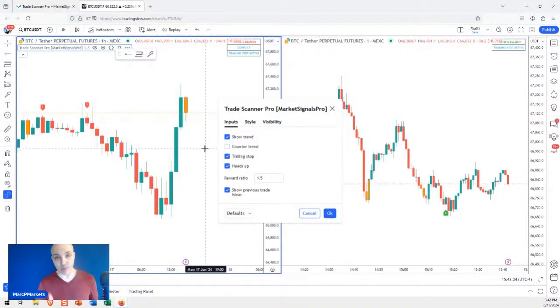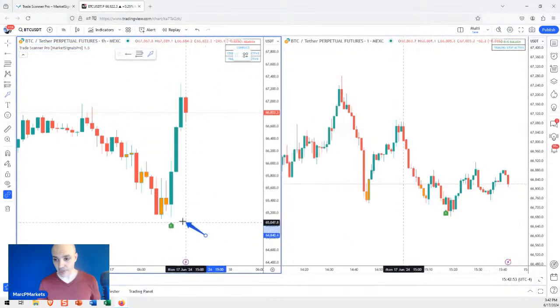The point of the trailing stop is to help you ride winners longer. That's how you turn a 1,500 point profit into a 3,400 point profit, or at least something close to that. Definitely more than 1,500 points. And also it reduces your risk. Counter trend puts counter trend mode on.